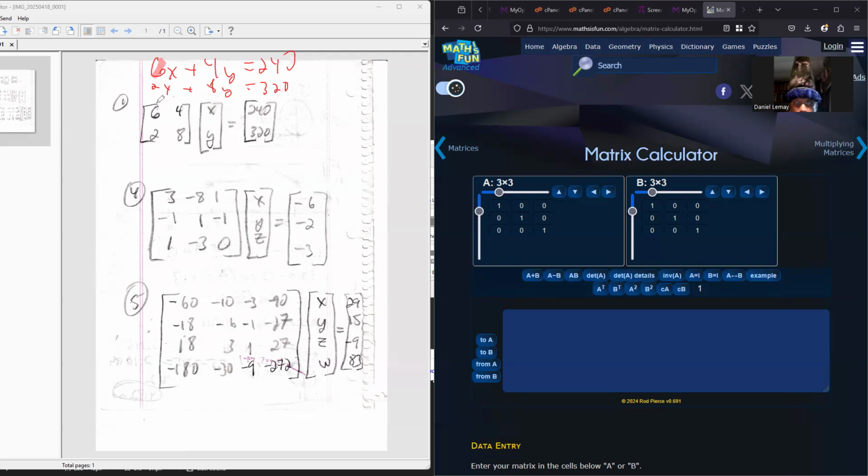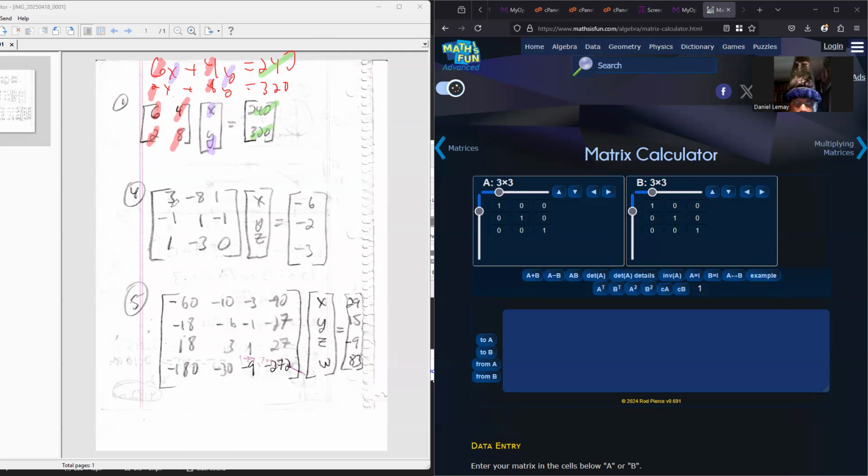So all you do is you pull the coefficients in front of the variables, and those go in the coefficient matrix. Then you pull the variables and you put them in a variable matrix, and then you pull the constants that are on the far side, and those go in a constant matrix. Okay, and then it's that easy.